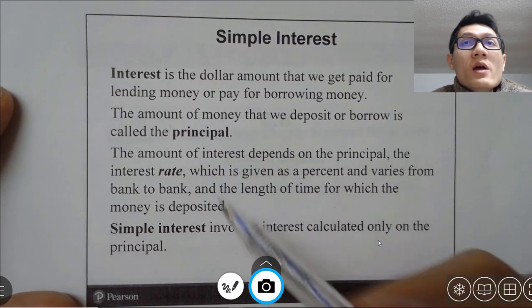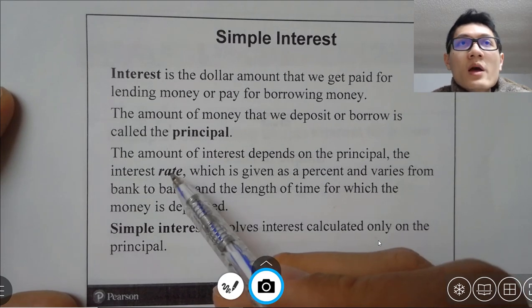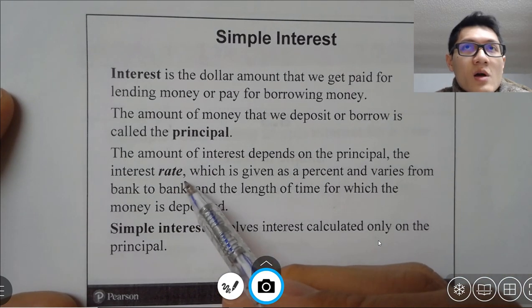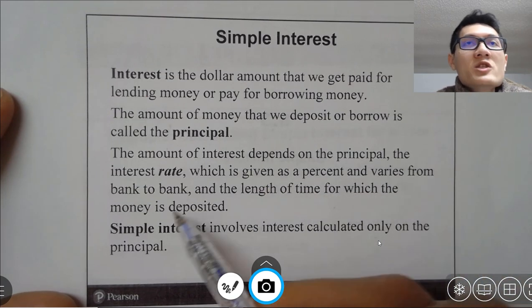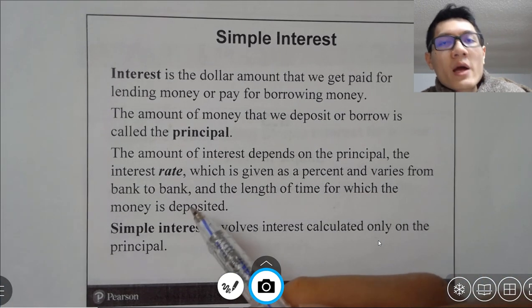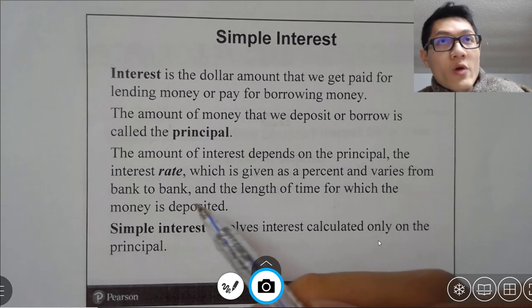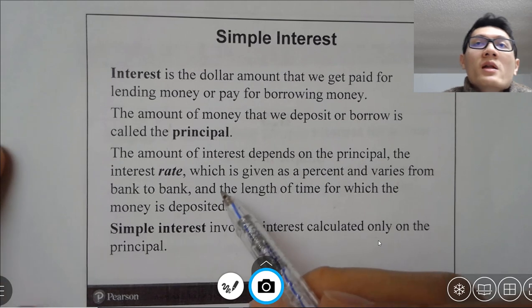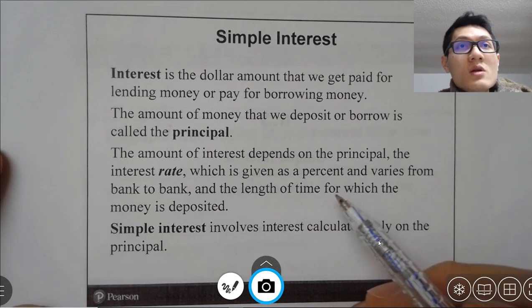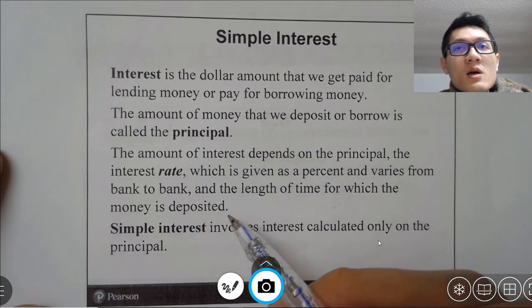The amount of the interest depends on the principal and the interest rate, which is given as a percent and varies from bank to bank. So maybe this bank gives you a high interest rate, but the other bank can give you a lower rate. And the length of time for which the money is deposited.